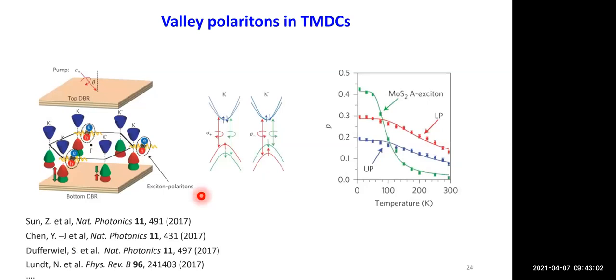Now with that context in mind, it has been discovered that TMDC polaritons can also inherit the valley degree of freedom, and they exhibit a very enhanced valley polarization, in fact, at elevated temperatures. These are some of the earliest demonstrations that we have. Here you can see significant valley polarization was demonstrated from the polariton branches, which are the red and the blue, at higher temperature, but you do not really see any valley polarization for the bare MoS2 material, which was uncoupled.